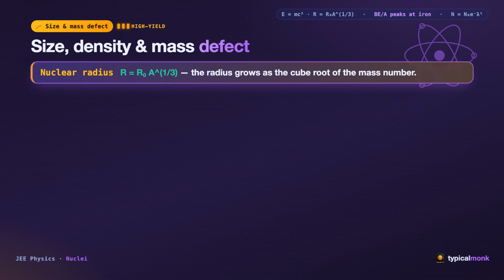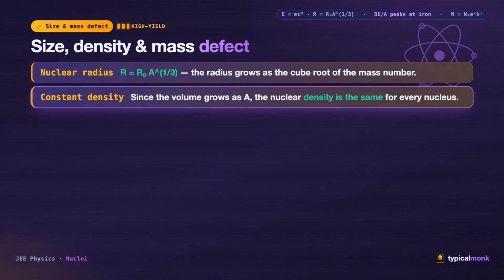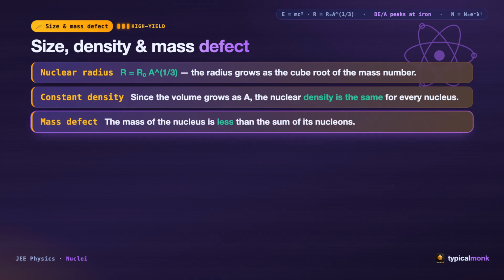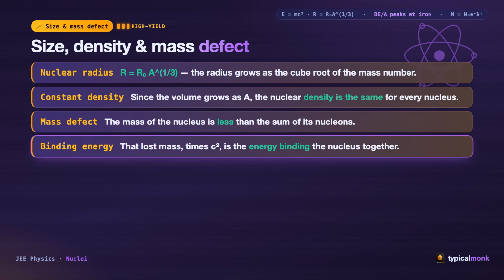Now the size, the density, and the mass defect. Nuclear radius, R equals R0 times A to the 1/3: the radius grows as the cube root of the mass number. Constant density. Since the volume grows as the mass number, the nuclear density is the same for every nucleus. Mass defect: the mass of the nucleus is less than the sum of its nucleons. Binding energy: that lost mass times c squared is the energy binding the nucleus together.